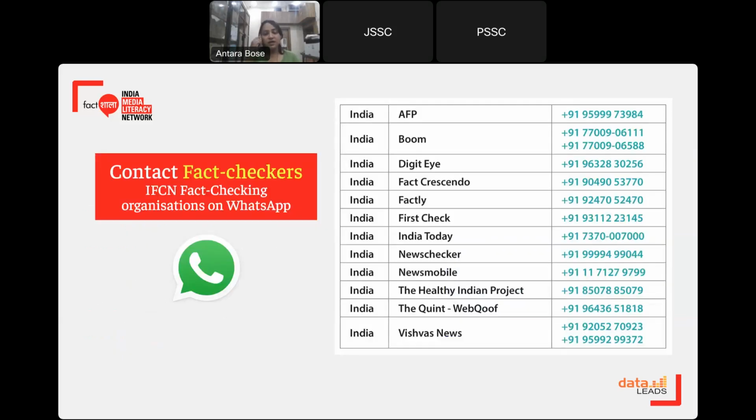This you can take a screenshot of, because these are organizations like AFP, Boom, Digitai, Fact Crescendo, India Today. The Vishwas News, again, is an initiative of Dainik Jagran. They do fact checking in Hindi. So locally you won't get that kind of response, but nationally, if you want to do some fact check, you can send messages to them and they will respond to you with the correct and fact checked news. So you can just take a screenshot of this.